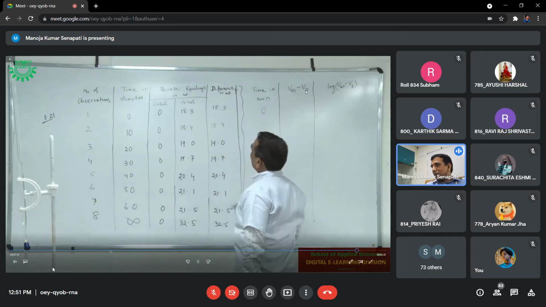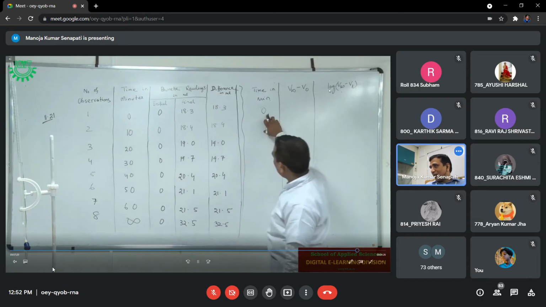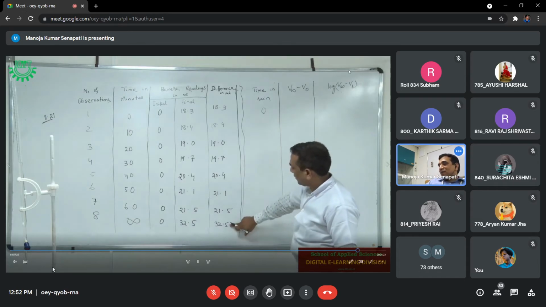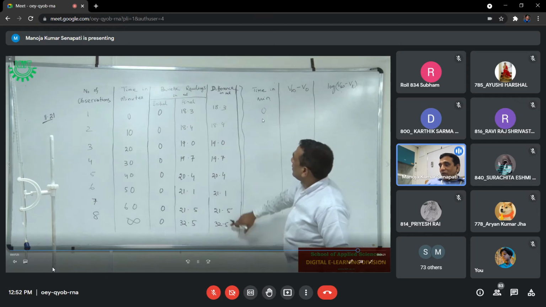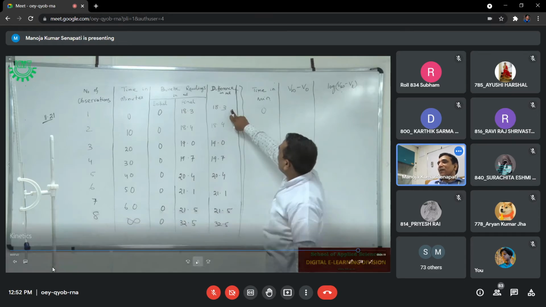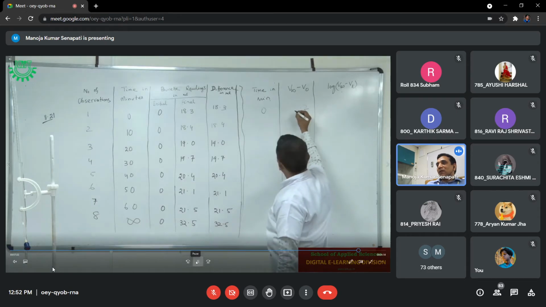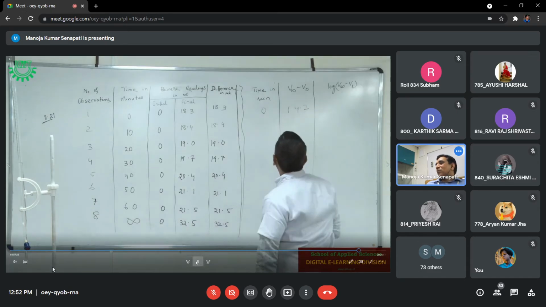V infinite minus V0, it is not correct. It will be V infinite minus Vt, and log of V infinite minus Vt. So at time 0, you see how to do the calculation. Therefore, V infinite is 32.5. At time 0, V0 is 18.3. So what will be V infinite minus V0? 32.5 minus 18.3. You see how we are calculating. 32.5 minus 18.3 is equal to 14.2.